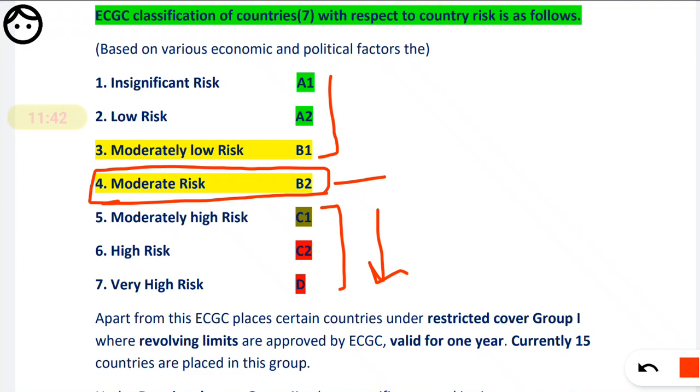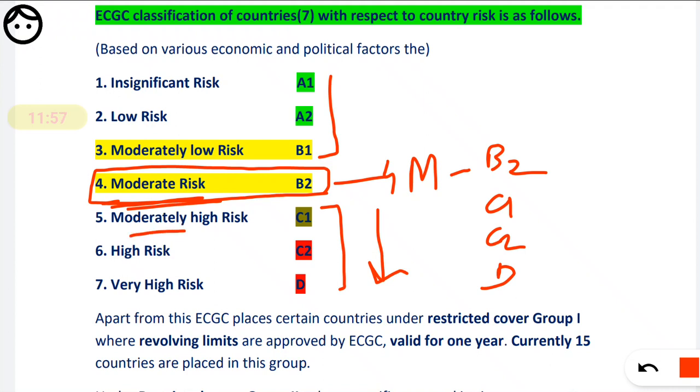Just remember that the fourth number is moderate, which is B2. See how after B2 there is C1, C2 and D. So after moderate risk, just use the words moderate high, then high, then very high. You can easily remember, and vice versa, do the same for the above.